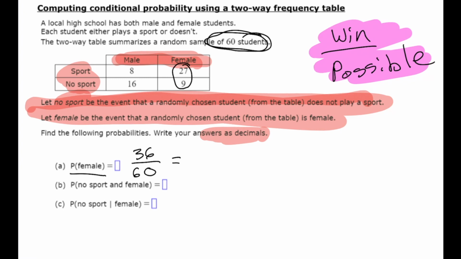If we need to make this into a decimal, I'll need to divide those, and when you divide them, you will get 0.6. And that is it for that one. The next one is a little bit different.